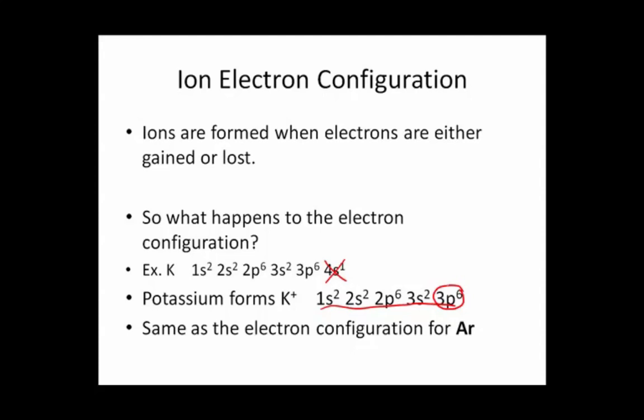Everything that forms an ion wants to become its noble gas counterpart. So that's the bottom line. That is the key point. When forming an ion, it wants to form an ion with the same electron configuration as its noble gas counterpart.